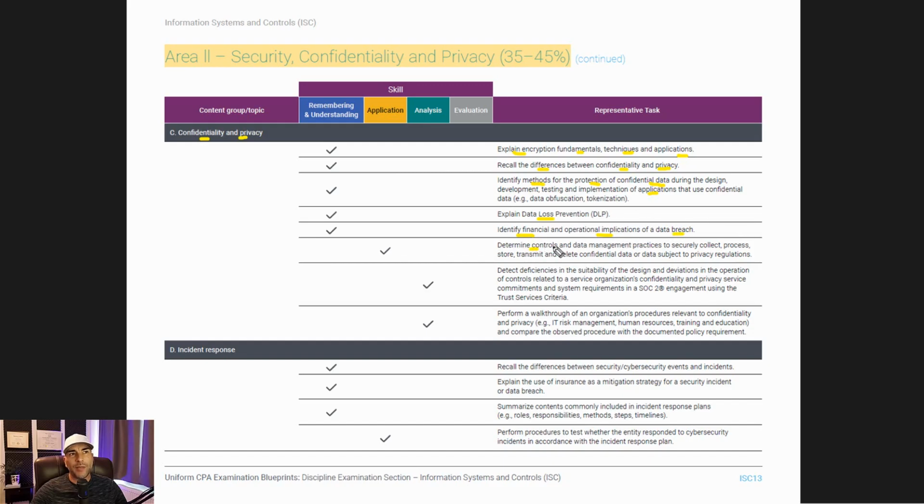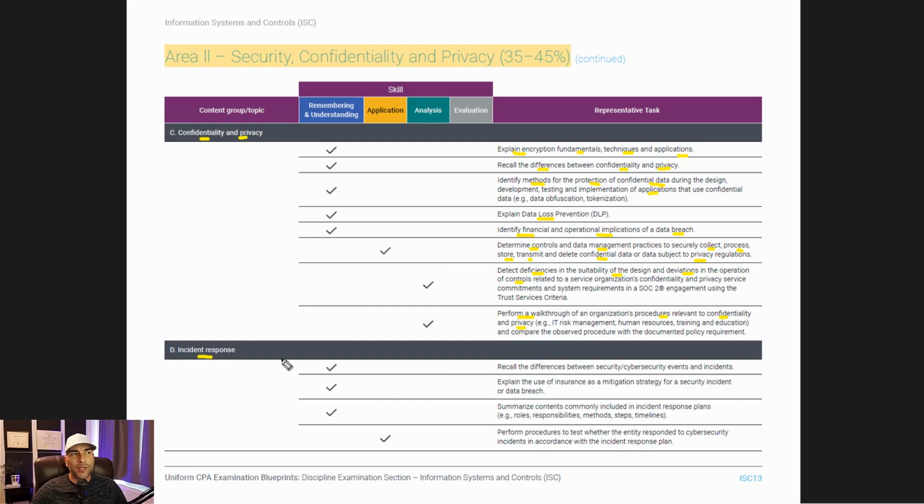You'll need to be able to identify financial and operational implications of a data breach. You'll need to be able to determine the controls and data management practices to securely collect, process, store, transmit, and delete confidential data or data subject to privacy regulations. You'll need to be able to detect deficiencies in the suitability of the design and deviations in the operations of controls, and you'll need to be able to perform a walkthrough of an organization's procedures relevant to confidentiality and privacy.